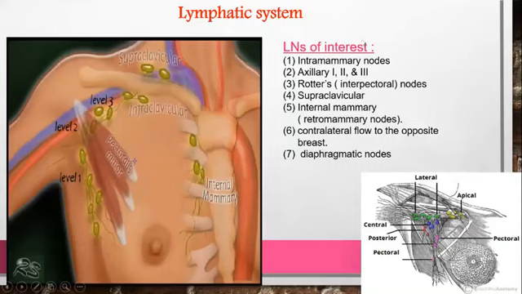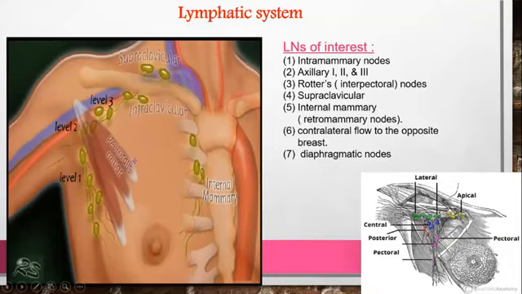So we have a group of lymph nodes of interest. We have to look at the intramammary lymph node. In case of malignancy, sometimes we can notice that there is a malignant node, or it can be involved by the disease process when it is present intramammary or on imaging. Also the axillary lymph nodes, the 3 levels, 1, 2, and 3, the Rotter's nodes, sorry, the supraclavicular and the internal mammary, contralateral, and diaphragmatic nodes.